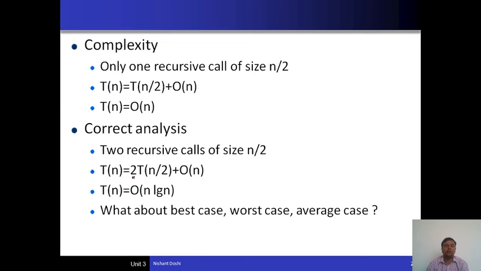Okay, now the question that will arise: what do you mean by best case, worst case, and average case in merge sort, and what is the complexity in all of these cases? Now the best case is the array is already sorted, the worst case is the array is reverse sorted, and the average case is any other permutation other than the best case and worst case.